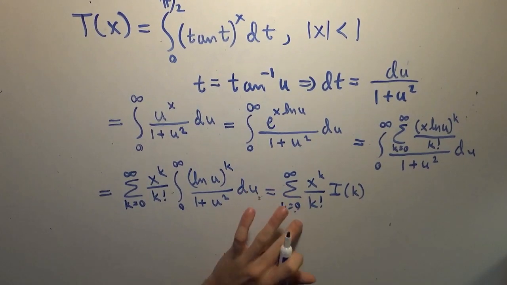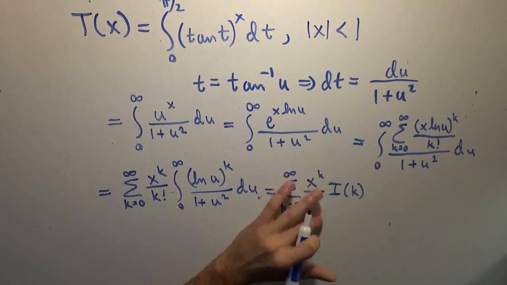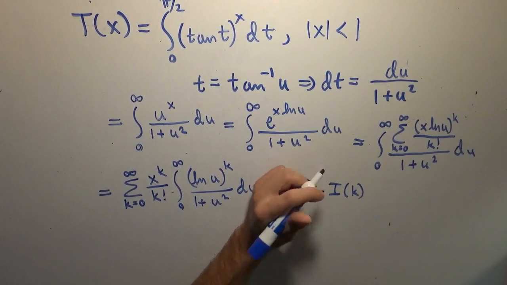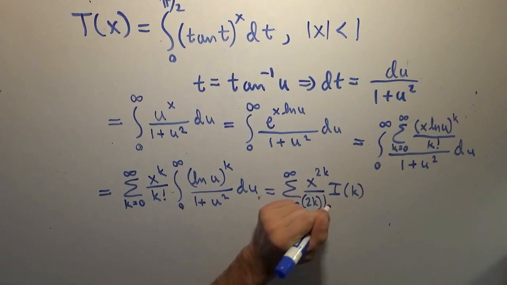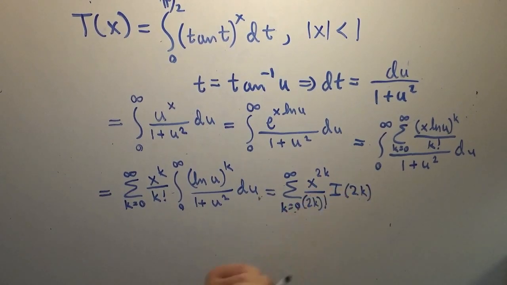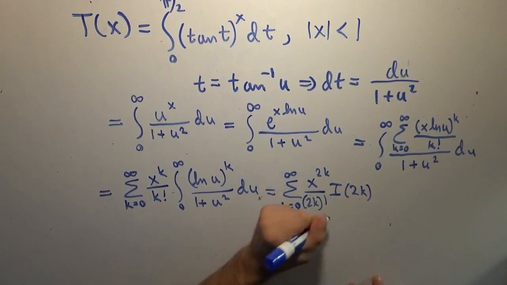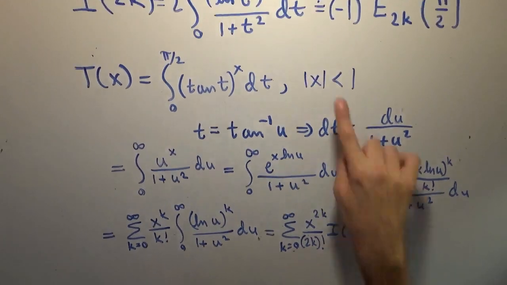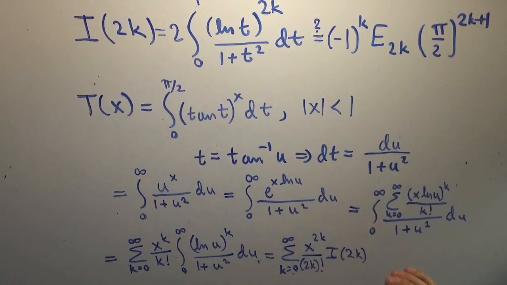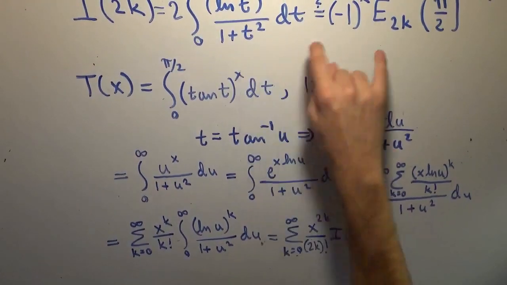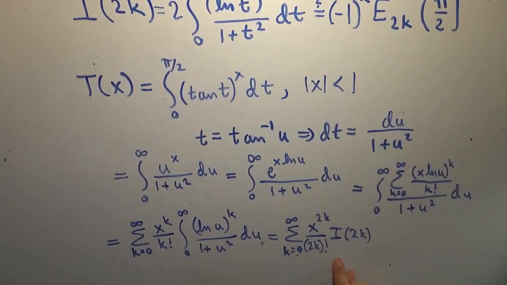So we can actually just consider only plugging in 2 times integers. Because this goes from 0 to infinity, we don't really have to do much adjustment. We can just change all the k's to 2k's. So x to the 2k over 2k factorial times I of 2k, which is just amazing that we can do that. Now, because this equality is not known, we can't really say for certain that this is what it's going to be equal to. If this equality is true, we can just take this and plug this into here.